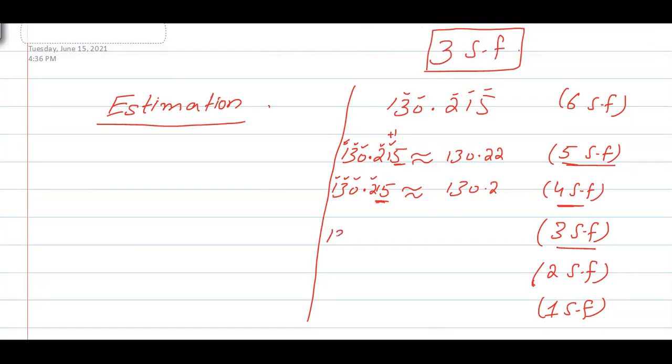Now the number is 130.215, and I have to round it to three significant figures. This is first significant, second significant, third significant. So I have to ignore it completely. So it will become 130. But it will become a whole number, so you can write one dot here. Now it will make the three significant figures.